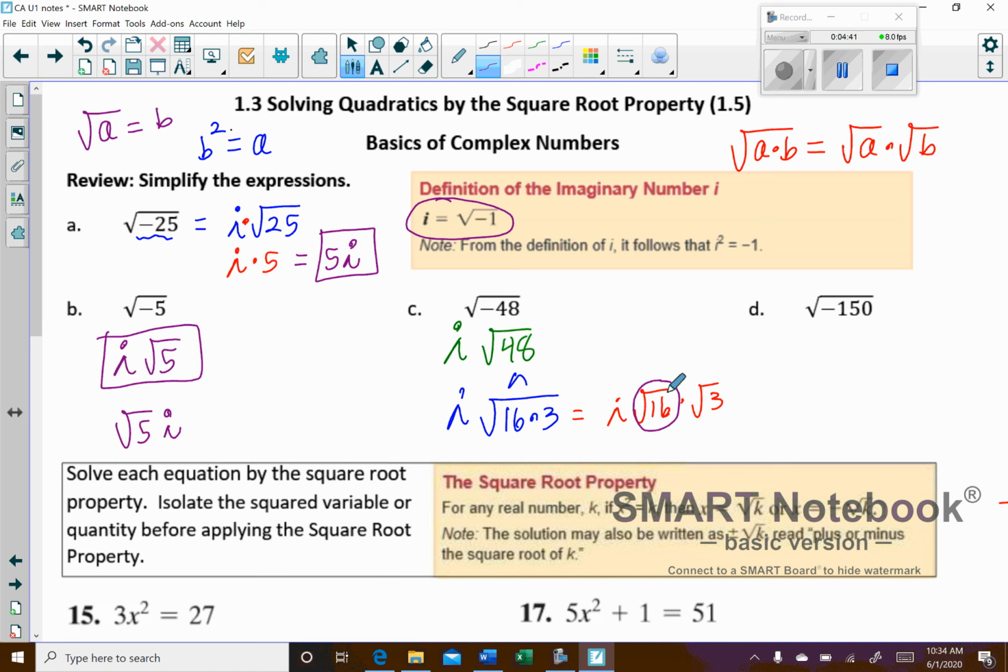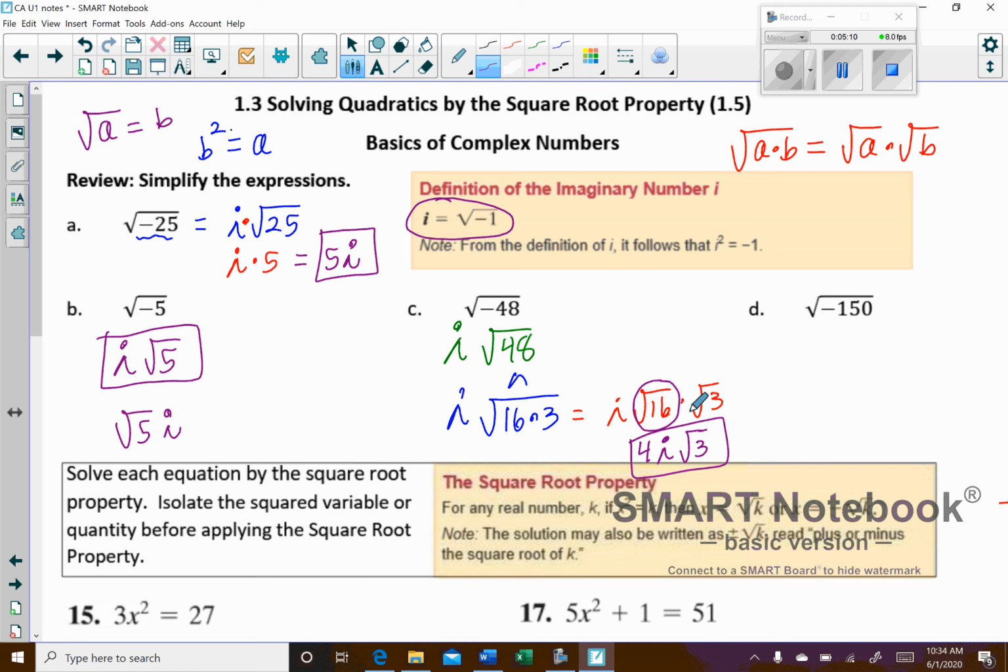And then to make it look a little bit nicer, I'm going to put the 4, then the i, and then don't forget about the square root of 3. Okay, so that's how I'm going to write it. I think that's the way it looks the nicest. Okay, so just a little review with the negative. I pulled that out as an i, then I broke 48 apart into 16 and 3, square root of 16 because it's a perfect square, and that gave me a 4, 4i square root of 3.